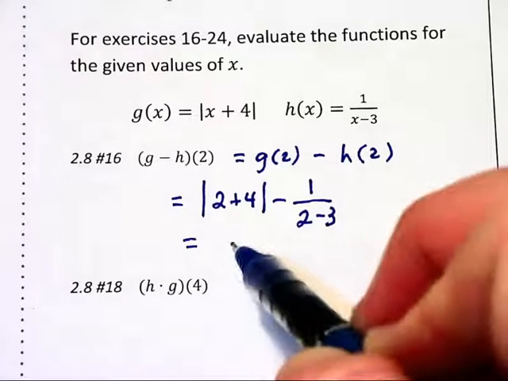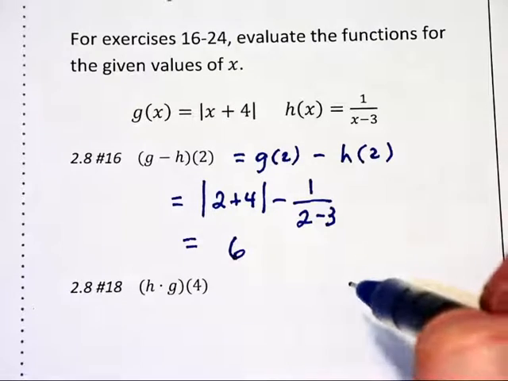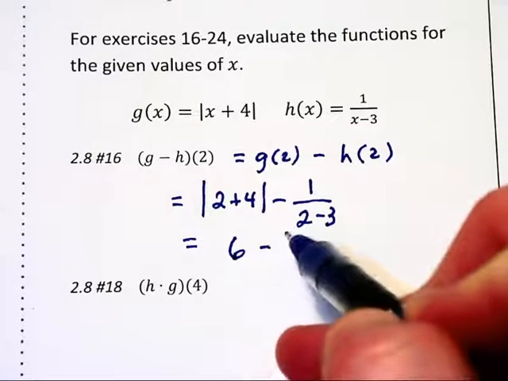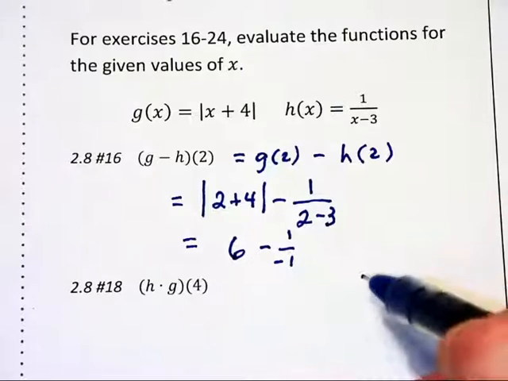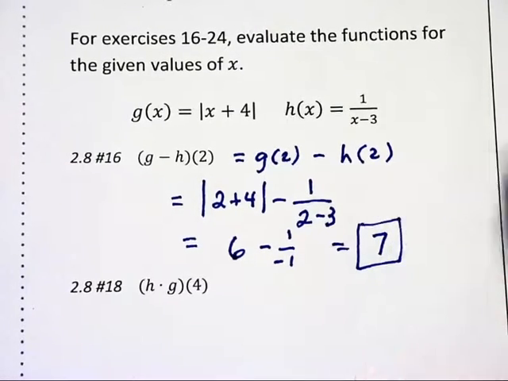This is going to equal the absolute value of 6, which is 6, minus 1 over negative 1. That becomes 6 plus 1, and that is equal to 7.